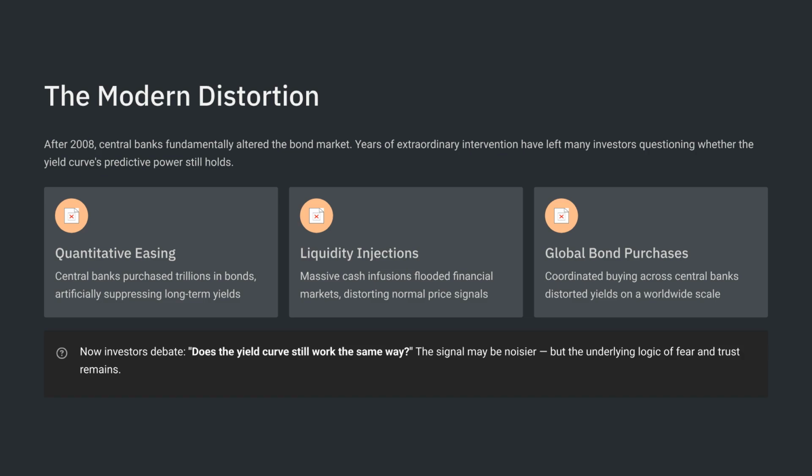Now, after 2008, things became more complicated, because central banks started interfering in bond markets on an unprecedented scale. Through quantitative easing, central banks purchased trillions of dollars worth of bonds. This artificially pushed long-term yields downward. At the same time, massive liquidity injections flooded markets with cash. So today, many economists debate whether the yield curve still works exactly the same way as before. Maybe the signal has become noisier. Maybe central bank intervention distorts the warning. But even today, the underlying logic remains powerful. When investors lose confidence in future growth, the curve still reacts.